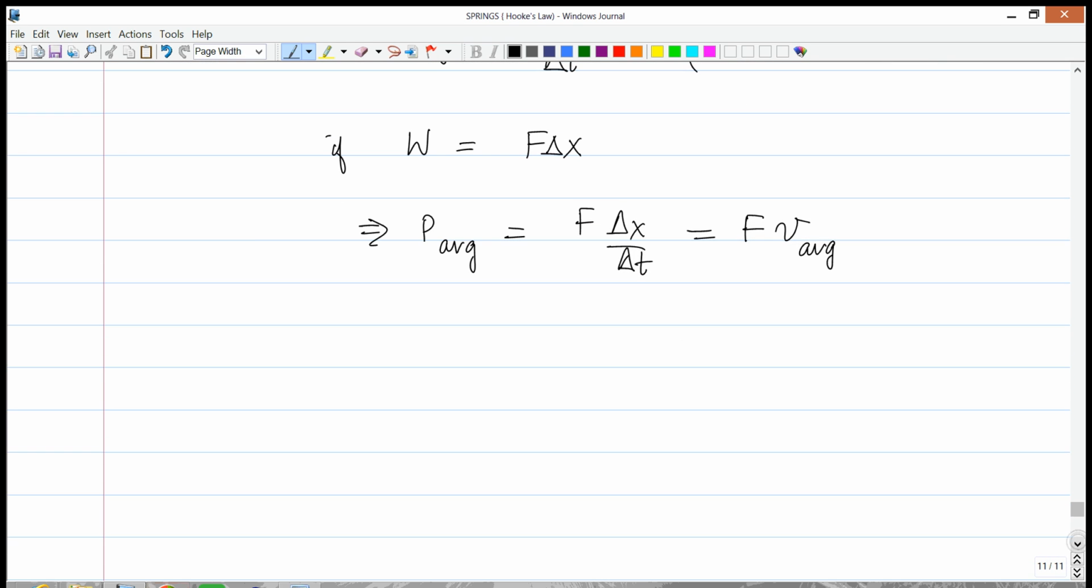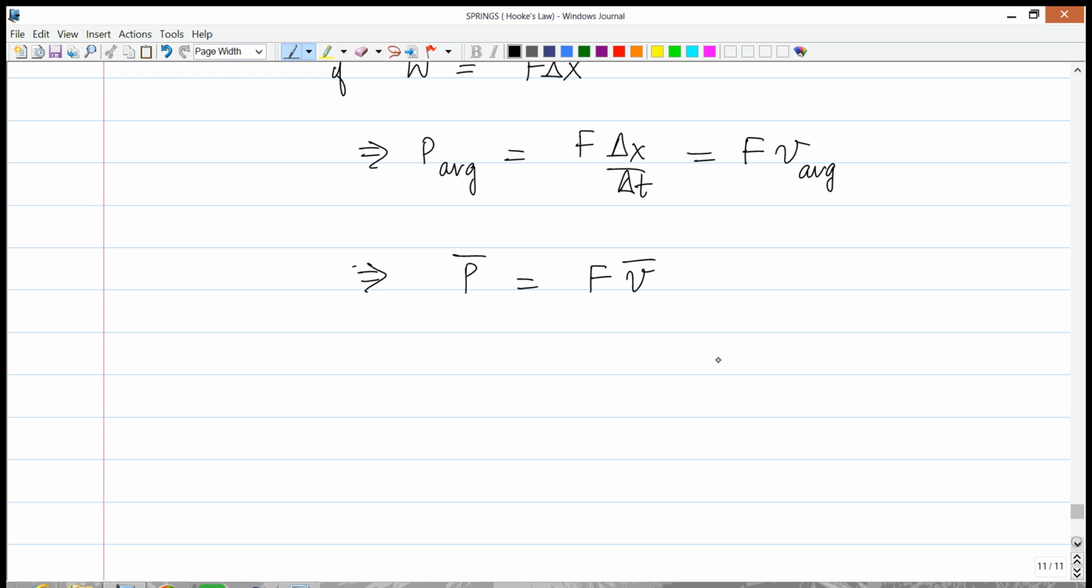Now in mathematical notation, average of a quantity is written as P with a dash on top of it, so it is equal to F times V, with an average quantity of the velocity. So we can find the average speed for a motion. If you know the force acting on it, then we can figure out the power from there.